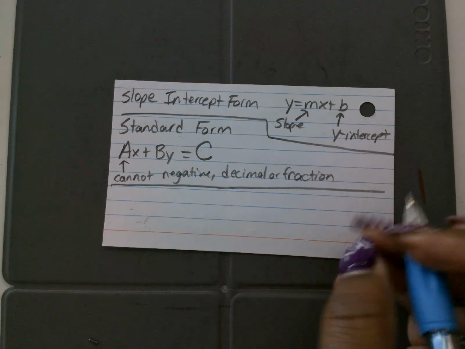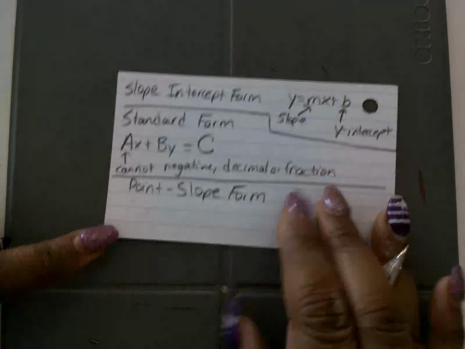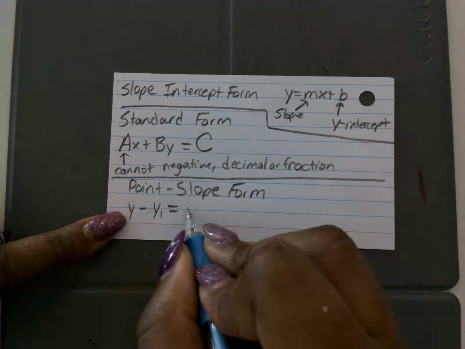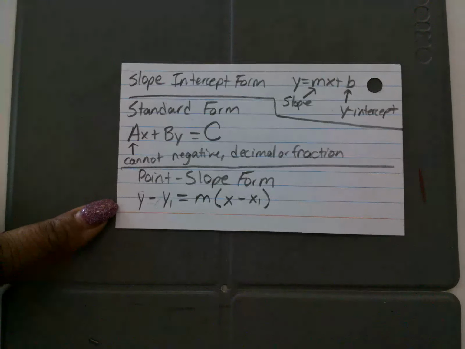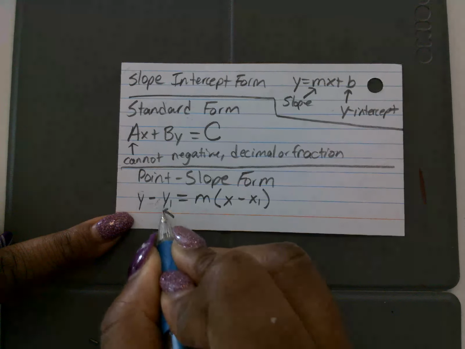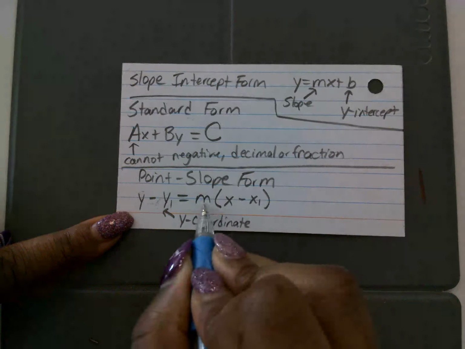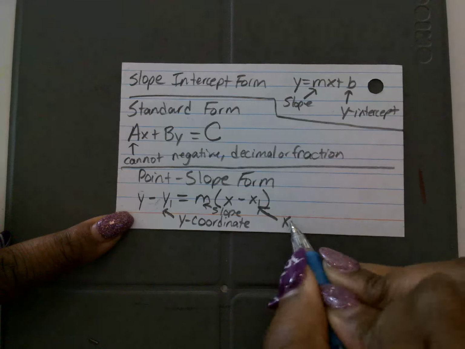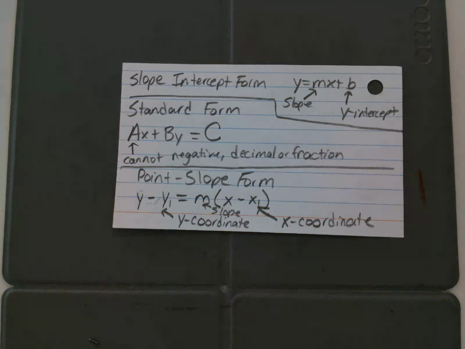Okay. And then we did point slope form. Point slope form is y minus what? y1. y1 equals m parentheses x minus x1. Very good. In this form, what does the y1 stand for? The y coordinate. Again, what does the m stand for? Slope. The slope. Good job. And what does the x1 stand for? The x coordinate. Any questions about that? Okay, I'm going to pause for the calls.